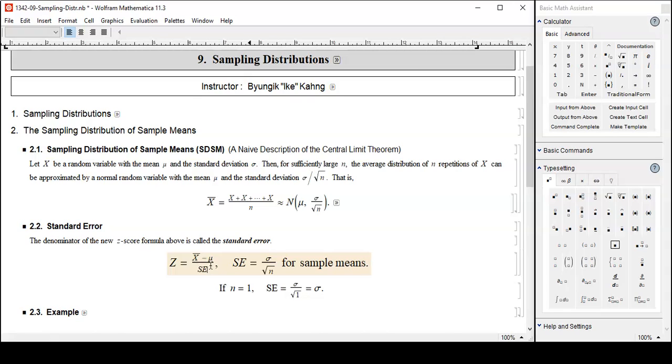Also, another thing, this formula, z equals x minus mu over SE, is very, very important, but there are too many versions of it. X bar minus mu over SE, here we go, and also sometimes X bar minus X over SE, X minus X bar over SE, mu minus X bar over SE. There are too many versions. Too confusing, as a matter of fact. A much better version is this.